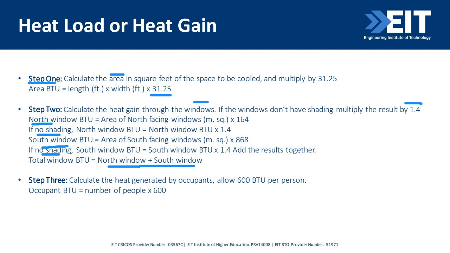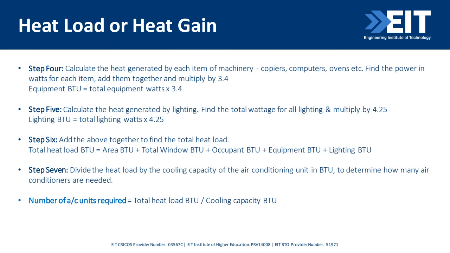Step three, calculate the occupants. It seems people use between 500 and 600 BTU per person, which you then add to the calculation we've done. Then the machinery inside: find the power in watts for each of them, add that together, and multiply by 3.4. Step five, calculate the heat generated by lighting. Again, the wattage multiplied by 4.25.